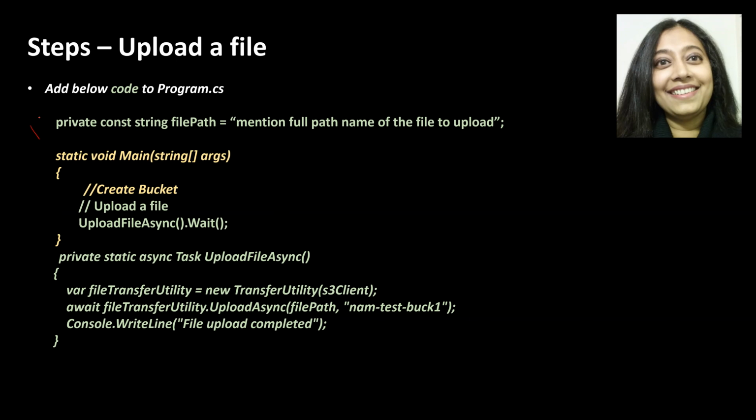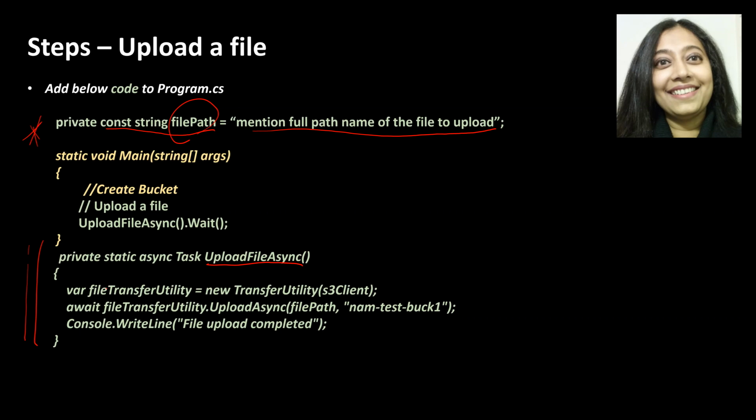The first thing that we are going to do is create a private constant string variable, which we will call file path, and in it we will mention the full path name of our file to be uploaded, right? This will be the complete path of that particular file. After that, we will create this particular function called upload file async.